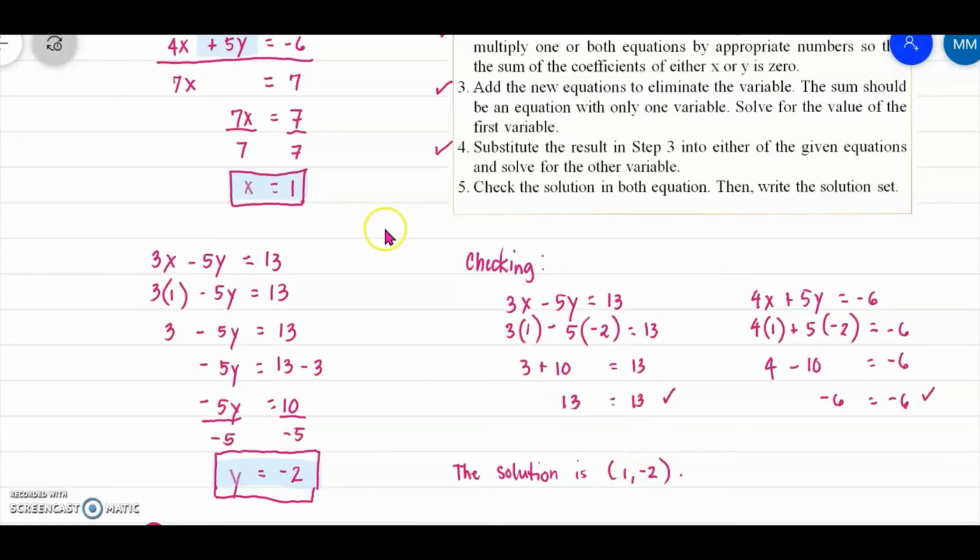Since our solved values for x and y are true to both of our given equations, the solution is 1 and negative 2.